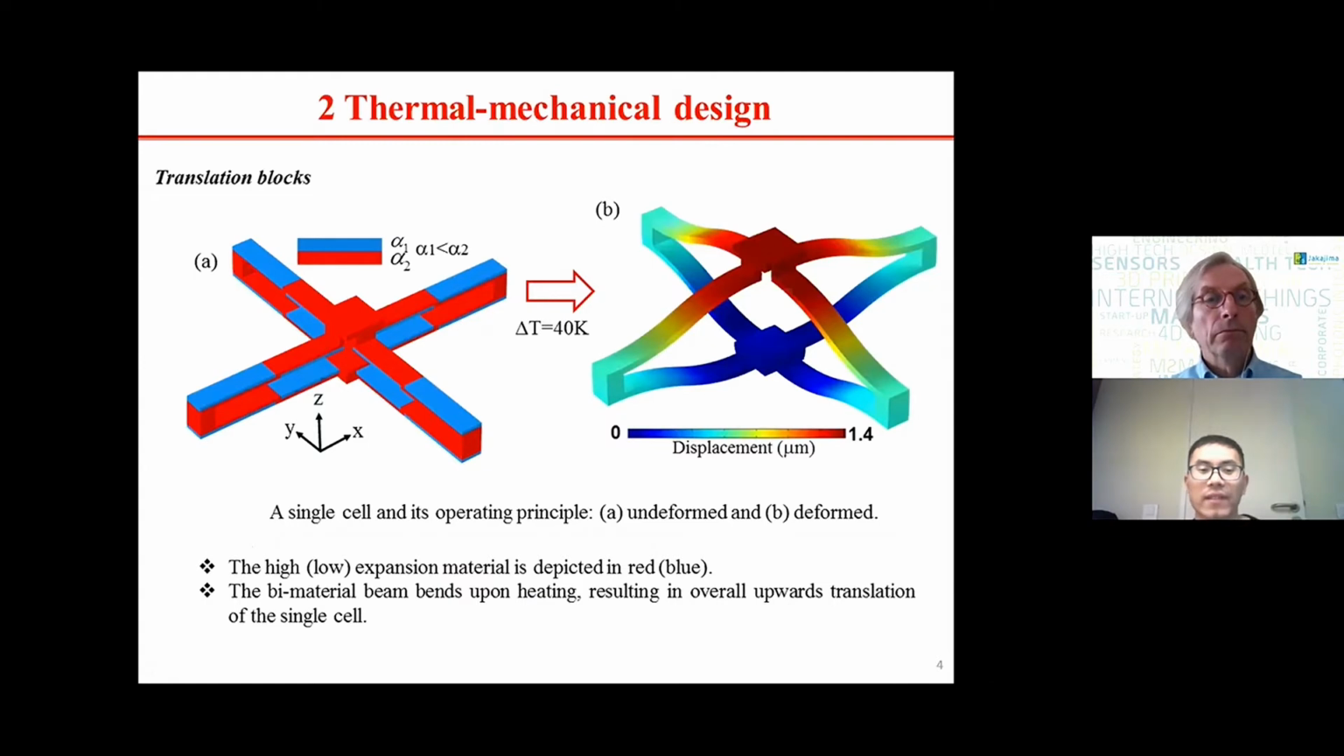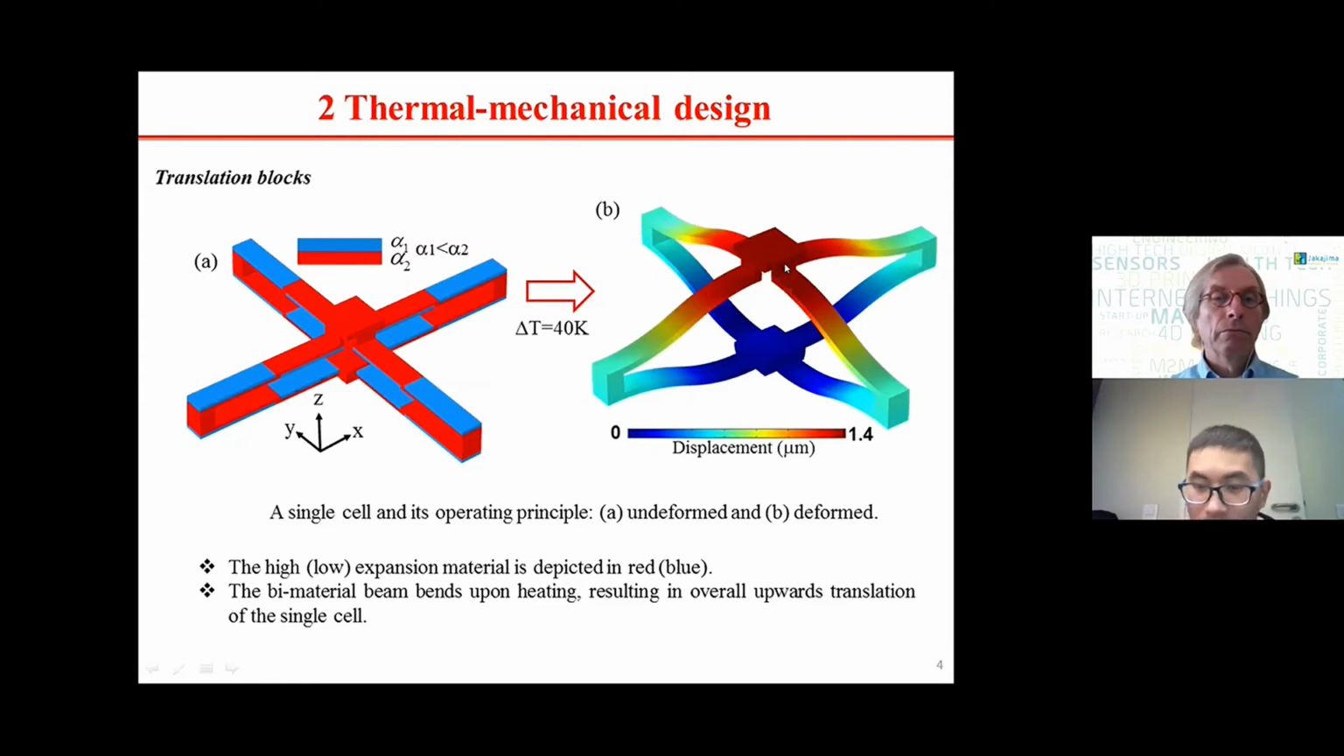Let's first focus on the translation blocks. As you can see, this is a translation unit cell. Still, it's made up of two different materials, depicted in red and blue. For this unit cell, if you heat each beam like this, each beam will expand and bend, thus creating the overall upwards translation like this one.